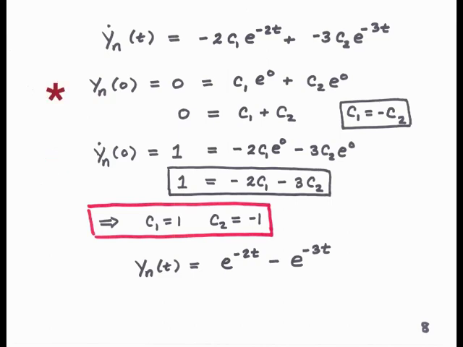And from the condition yn at time 0 equals 0, we know that c1 must equal minus c2. Solving these two equations in the black boxes, we can find c1 and c2. c1 is equal to 1 and c2 is equal to minus 1. So this tells us that yn of t will be equal to e to the minus 2t minus e to the minus 3t.